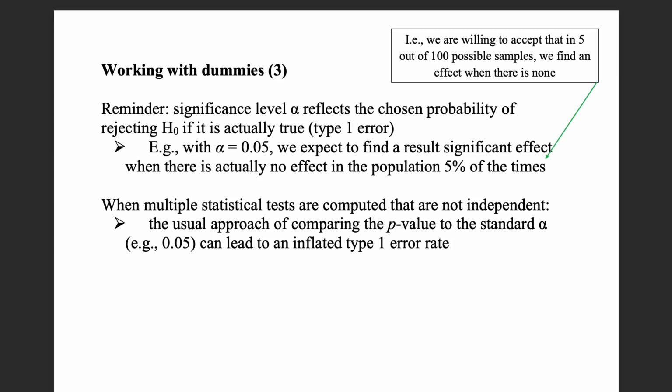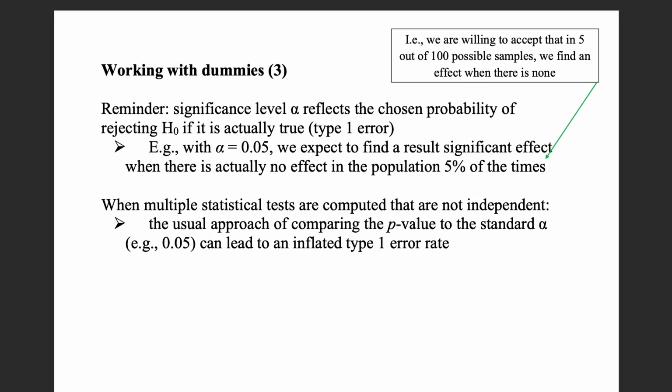So if we work with an alpha of 0.05, and we have 2 different statistical tests that we are combining, then just looking at whether the p-value is smaller than 0.05 coincides not with risking a significant effect in 5 out of 100 possible samples, but in 10 out of 100 possible samples. So we're basically doubling the risk of making a type 1 error. This is often referred to as an inflated type 1 error rate.